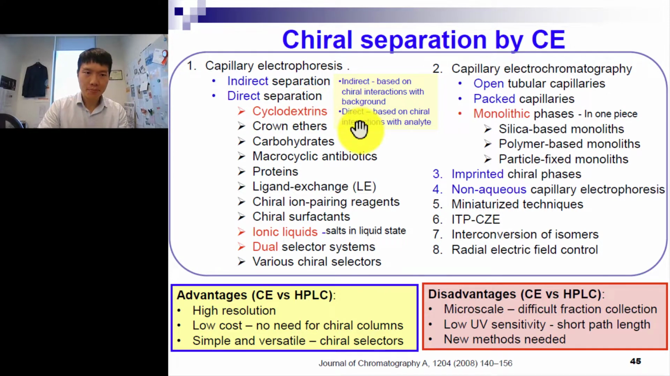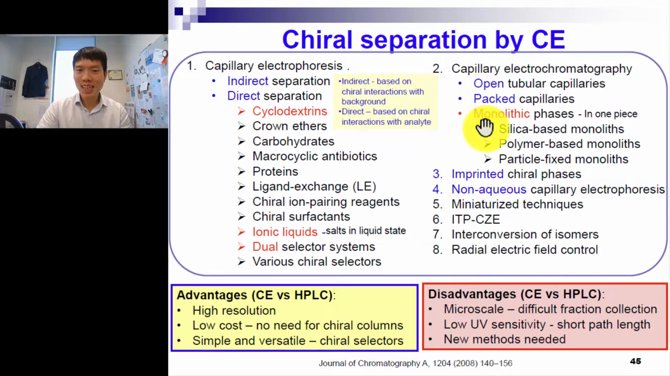That's direct. Okay, so we're going to highlight a few of the direct separations here using, of course, we have covered CD, and then we'll go on to cover ionic liquids. These are interesting compounds because they are liquid, but it's ionic. So how can something that has strong electrostatic forces of attraction have a boiling point lower than 100 degrees Celsius, right? Then we also talk about dual selector system, and some other parts of it. Really interesting there.